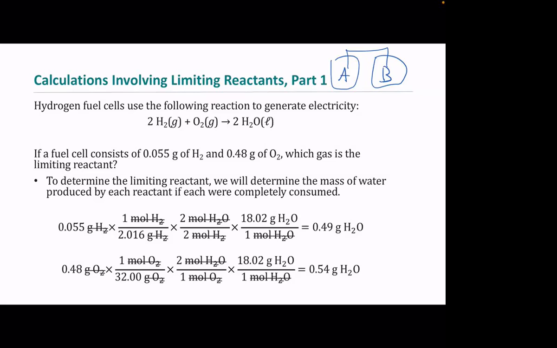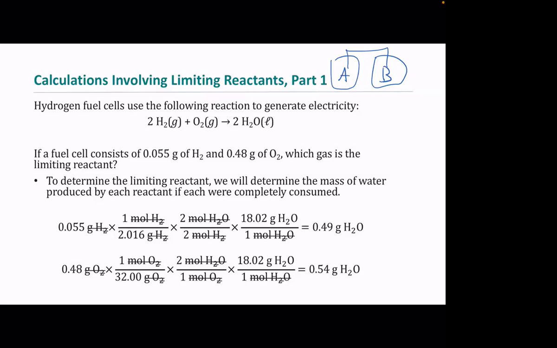You can even stop. You don't even need mass. You can stop at moles if the only question is which one's limiting. So you don't even need this last step. You can do it in terms of moles. But in most cases, lots of times they want to know the mass of product formed. So that last step is going to be key.